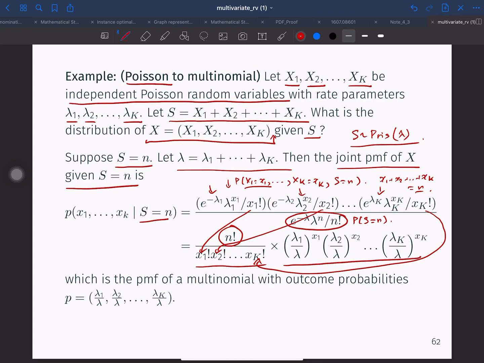And this is nothing more than the PMF of a multinomial, where now the outcome probabilities are lambda 1 divided by the sum, lambda 2 divided by the sum, and lambda capital K divided by the sum, lambda.